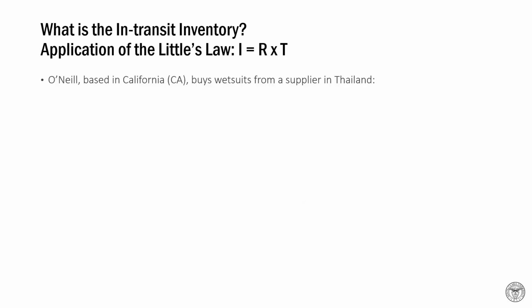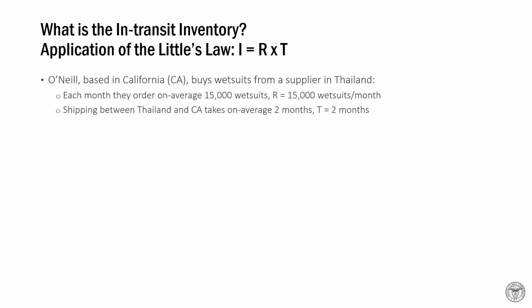We now examine another example. In-transit inventory refers to the stock of goods moving from a supplier to a customer, which is yet to reach its destination. It is an important consideration in supply chain management and is particularly relevant when dealing with international suppliers. For instance, let's consider O'Neill, a California-based company that orders white shoes from a supplier in Thailand.